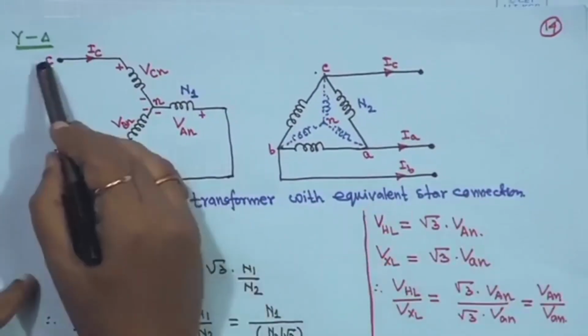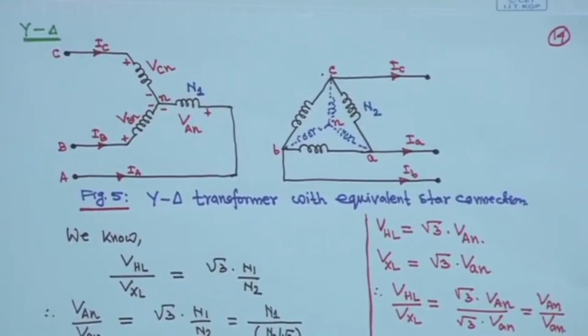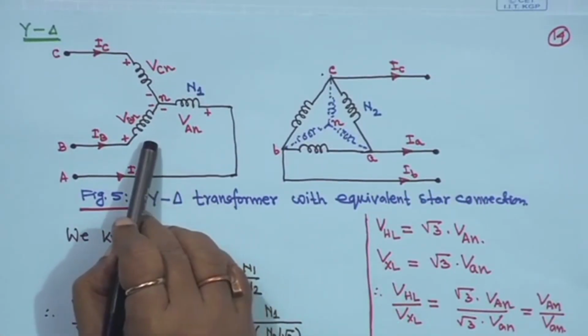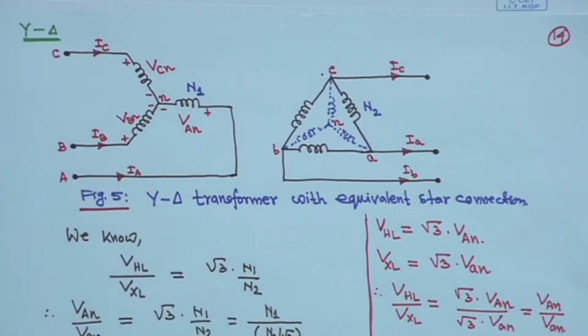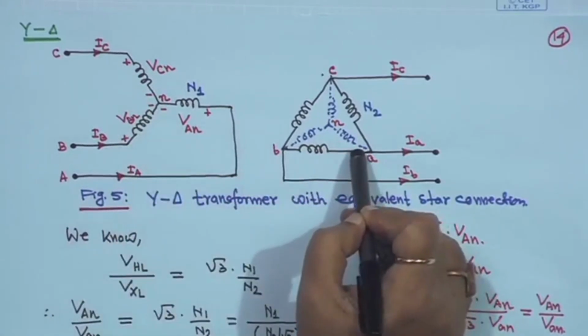Now, this is star delta, right. This side is the star side. We are not talking much about high voltage or low voltage now, but this side is always high voltage, and this side is always low voltage, right.